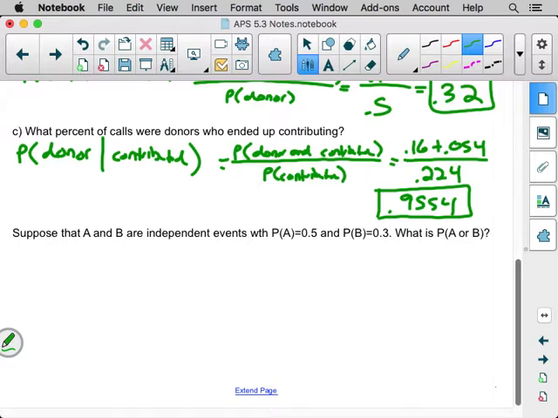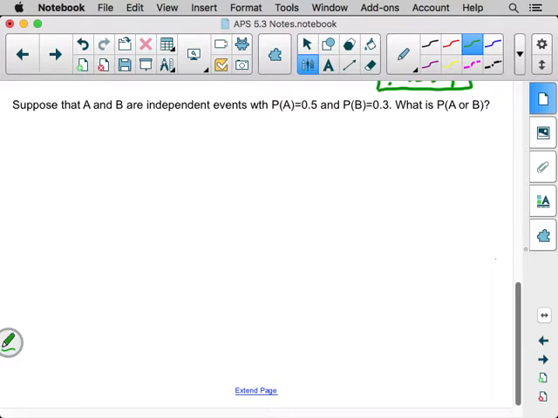All right. Then what about ones like this? I know I've shown you this before too. Suppose that A and B are independent events with probability of A being 0.5, probability of B being 0.3. What is the probability of A or B? So again, what I'm hoping catches your attention is that idea of or. Again, in formula, what does or mean? Add, but then maybe subtract, all right?